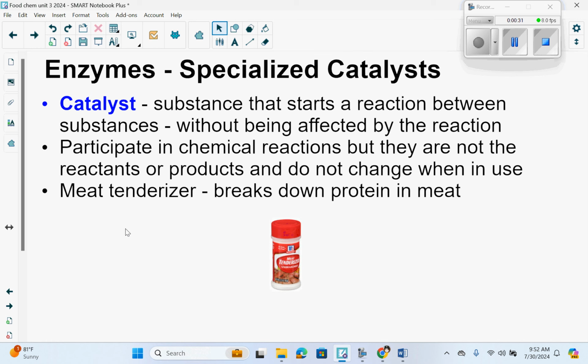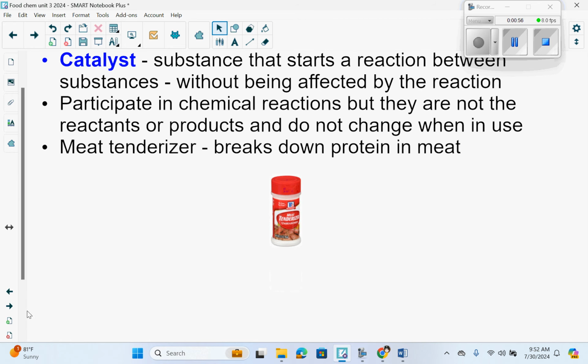Enzymes, specialized catalysts. A catalyst is a substance that starts a reaction between substances without being affected by the reaction. So they participate in chemical reactions, but they are not the reactants or products and do not change when in use. Meat tenderizer is a good example. It breaks down the protein in meat and makes it softer.